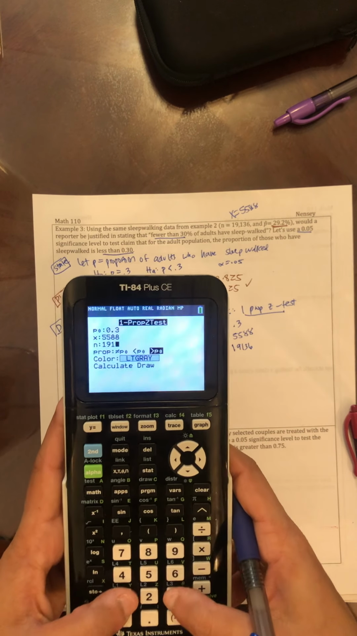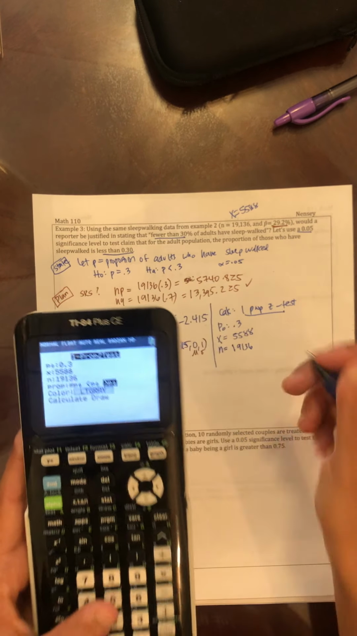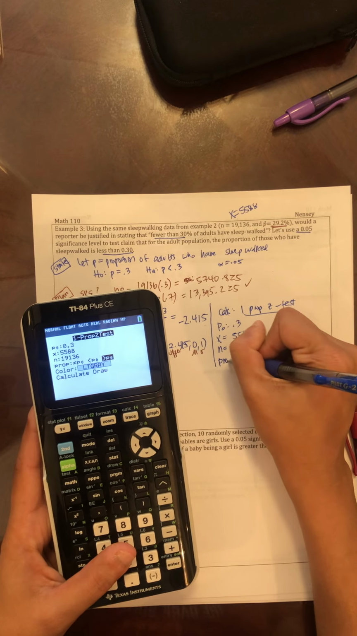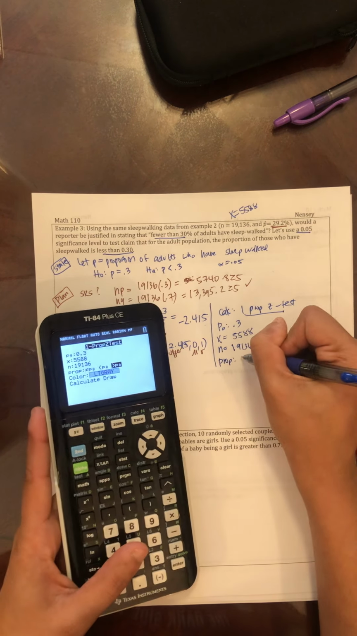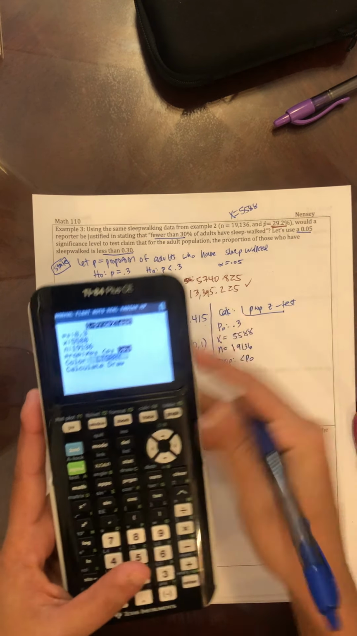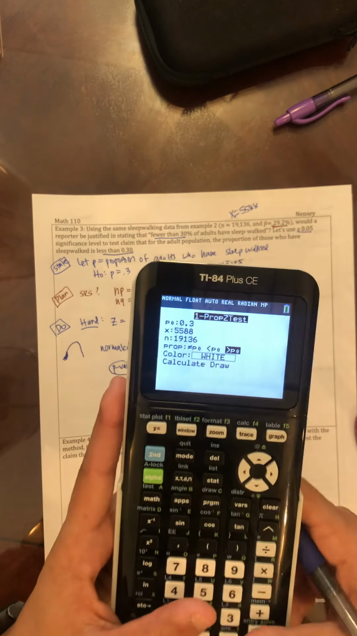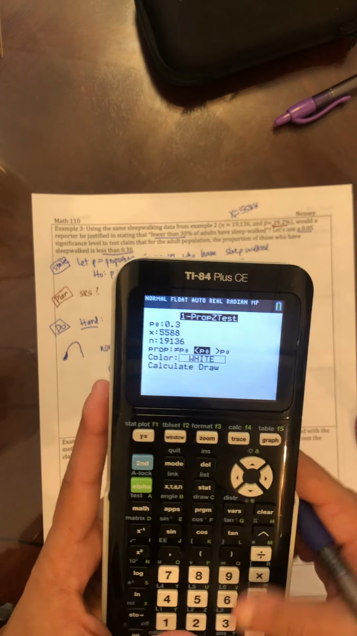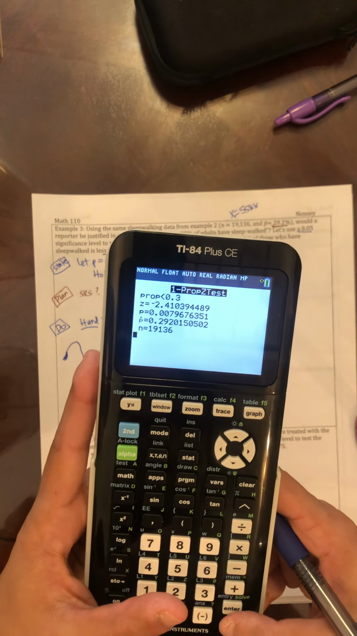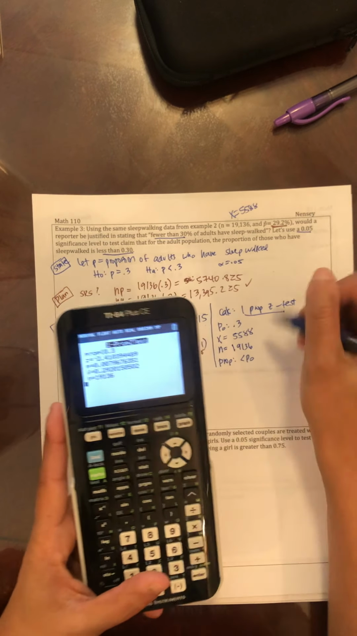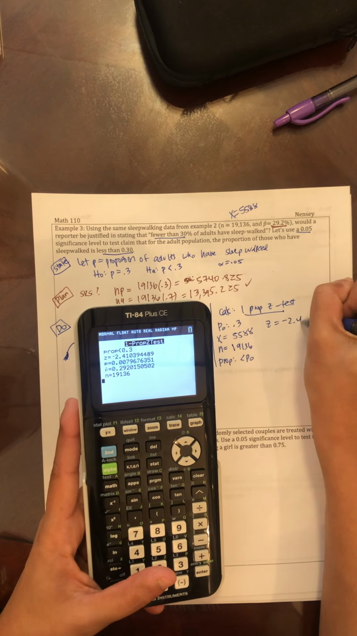So 19,136 is your n. Your prop is going to be that it is less than your null. So I'm gonna just write. Again, I just kind of write it and type it at the same time, and I'm gonna go ahead and hit calculate. Okay, so if you hit calculate, you get your z-score to be negative 2.41.